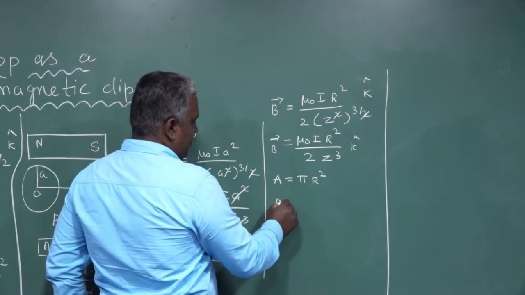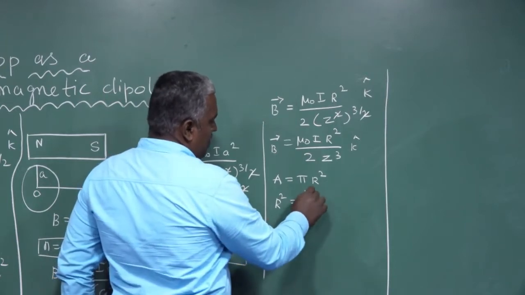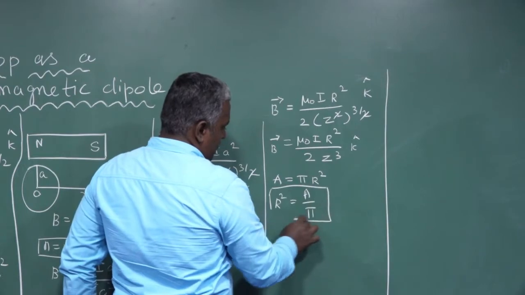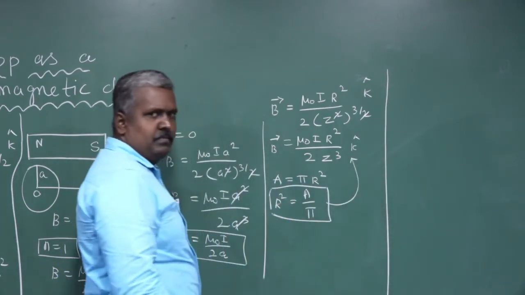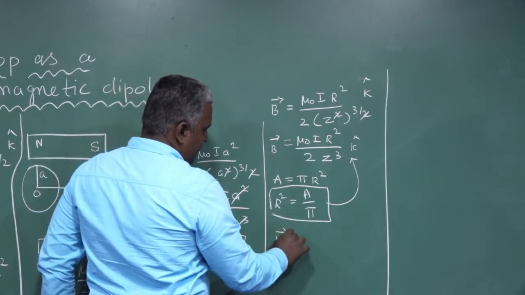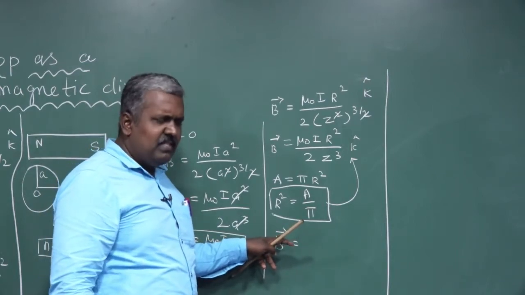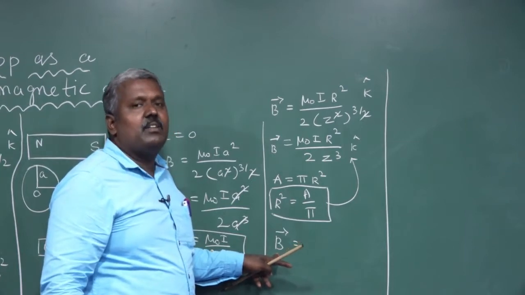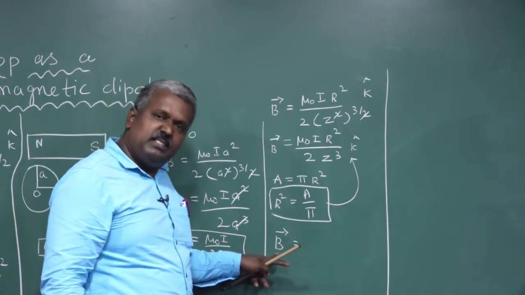What? Come on, tell me. R square, very good. R square is equal to A by pi. So this value is substituted in this equation. Now, B vector. What is the reason for the vector symbol? Very good, you are correct. Magnetic field is a vector quantity. It has both magnitude and direction also.